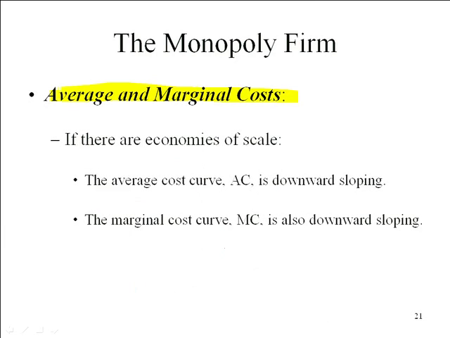Now, remember, we're operating under the assumption that we have economies of scale. So if you have large fixed costs and relatively low marginal costs, then as you increase production, your average cost per unit will be declining. So our average cost curve will be downward sloping. And the marginal cost curve is also downward sloping generally, though it doesn't have to be. As we'll see in just a minute, I'll draw you a diagram in case this isn't a fond memory of micro.